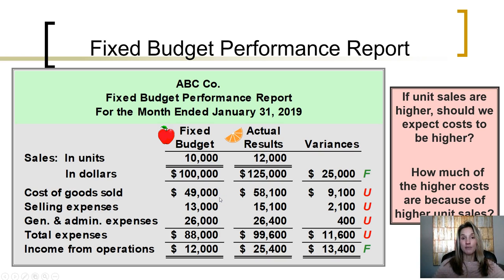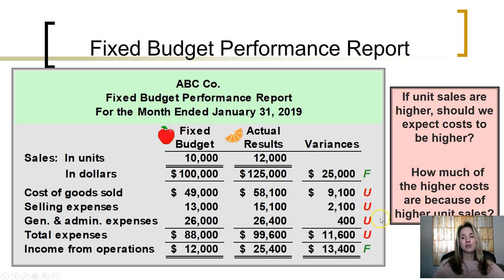Cost of goods sold. Our actual cost of inventory sold was $58,100. Our budget says it should have been $49,000. Our actual expenses were higher than our budget, $9,100 higher, which is unfavorable because we would prefer not to see higher expenses than what we had budgeted.